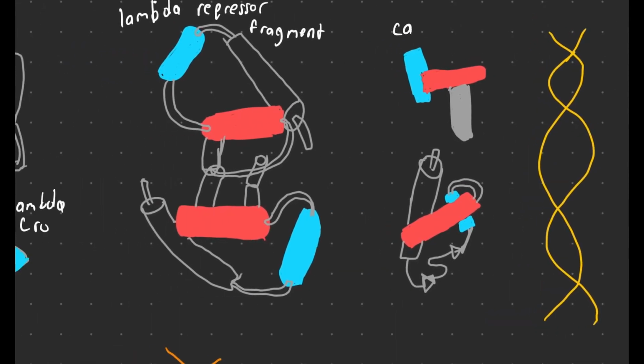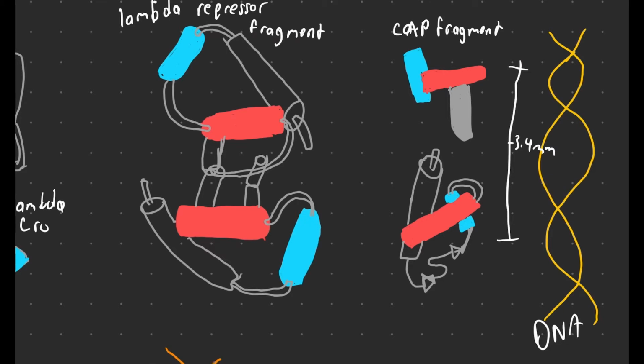the CAP fragment. And over here we just have some DNA, and this is going to give you a size comparison. From here to here it's just about 3.5 nanometers. And I know I forgot to label it, but these several proteins are known as helix-turn-helix proteins.